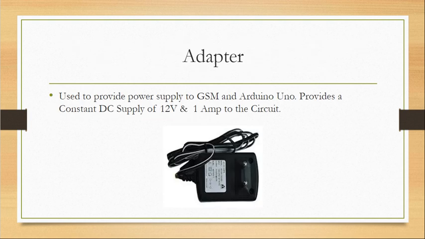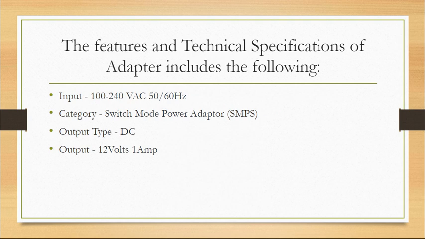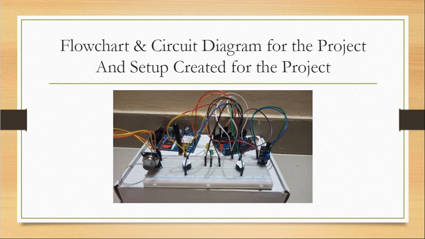We also used an adapter to provide power supply to the GSM and Arduino Uno. It provides a constant DC supply of 12 volt and 1 ampere current to the circuit. Here are the features and technical specifications of the adapter that we used. So next we come on to the flowchart and circuit diagram for our project.